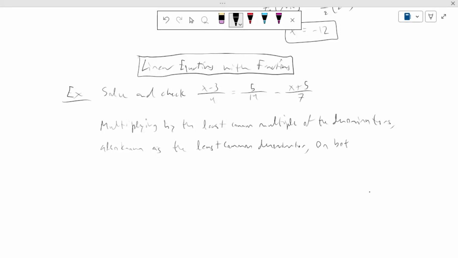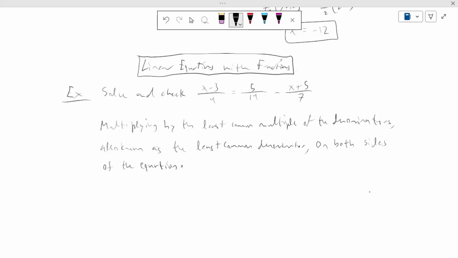And I forgot I was supposed to be working on my handwriting here. On both sides of the equation. Our goal here is to cancel off all fractions so that we're just left with whole numbers. So I have to talk about how to find this least common denominator. Here's how I like to start off: I like to factor all of my denominators as much as possible.